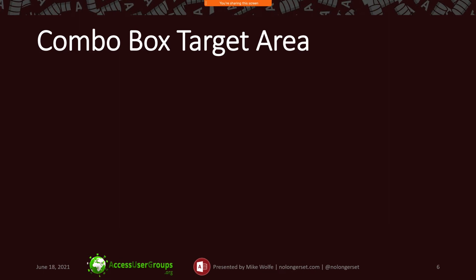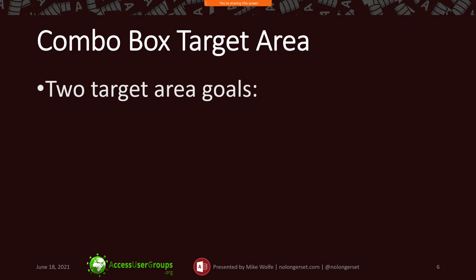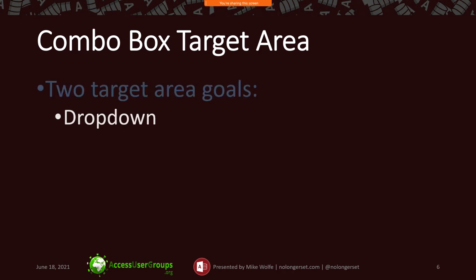Okay, so combo box target area. When we talk about a target area, it refers to the area of the screen where you need to click with the pointer to perform some action. When we're trying to increase the target area, we need to think in terms of the actions that we want to perform. With combo boxes, we have two primary actions that we want to facilitate. Drop down, in other words, displaying that list of options that are available to the user, and then autocomplete, which is one of the main benefits of a combo box.